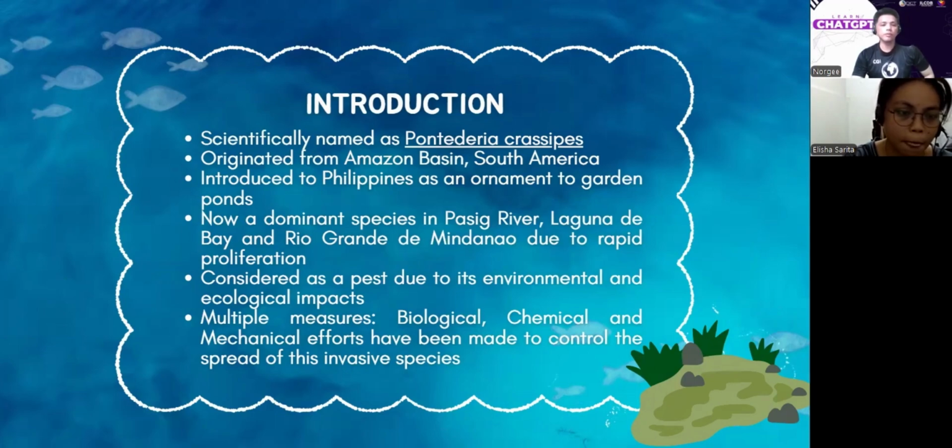This is according to the report of imvi.com.ph, and it is commonly known as water hyacinth and scientifically named Pontederia crassipes. It originated in the Amazon basin from South America, and it was introduced to the Philippines as an ornament to garden ponds. Now it has become a dominant species and can be seen in Pasig River, Laguna de Bay, and Rio Grande de Mindanao due to its rapid proliferation. It is now considered a pest due to its environmental and ecological impacts.